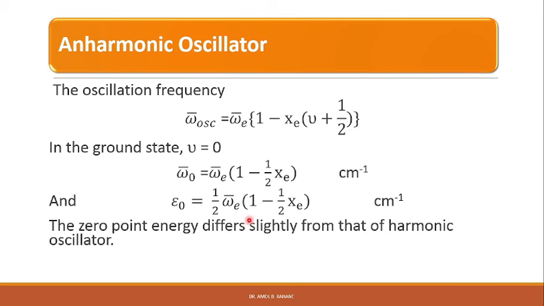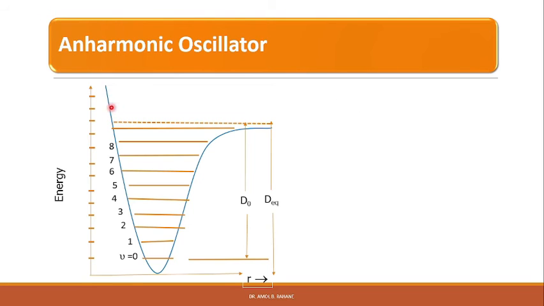So, within the parabolic approximation, if we say this Xc is equal to 0, in that case we get the omega bar oscillation is equal to omega bar E. So, this is a typical Morse curve for the unharmonic oscillator, right. So, we have the dissociation energy or D equilibrium. This is the D0, that means the dissociation energy from the zero point energy, right. So, from nu is equal to 0, we get the dissociation energy from the ground state or from the zero point energy, right.